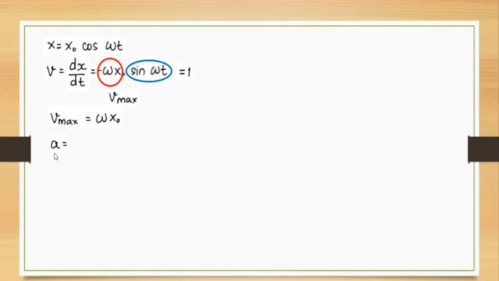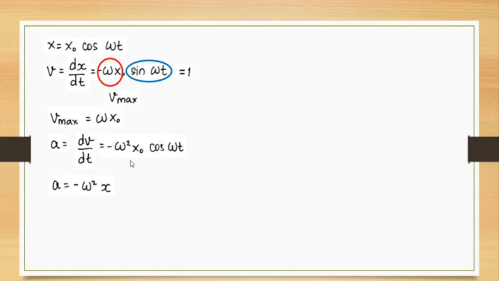Then acceleration is the first derivative of v, dv/dt. So we would like to differentiate this once again. Then we'll get minus omega squared times x0 times the cosine of omega t. You can see that x0 times cosine of omega t is equal to this x displacement. So acceleration is equal to minus omega squared times x. That's why the direction will always be opposing the direction of displacement, and the magnitude is proportional to the magnitude of the displacement.